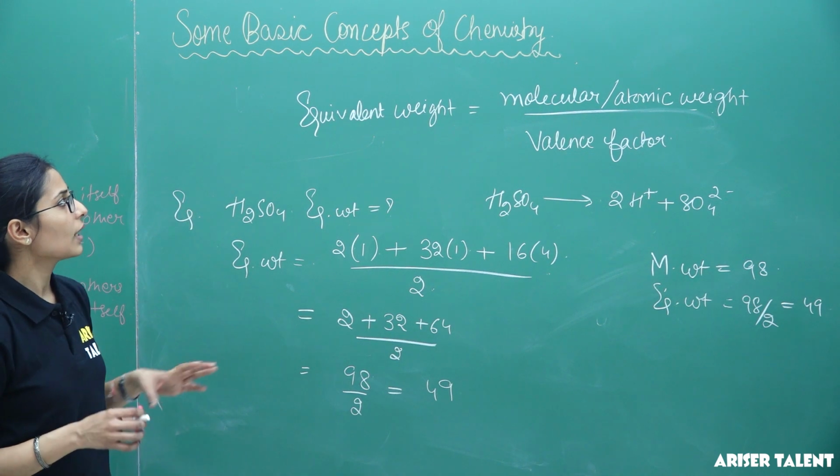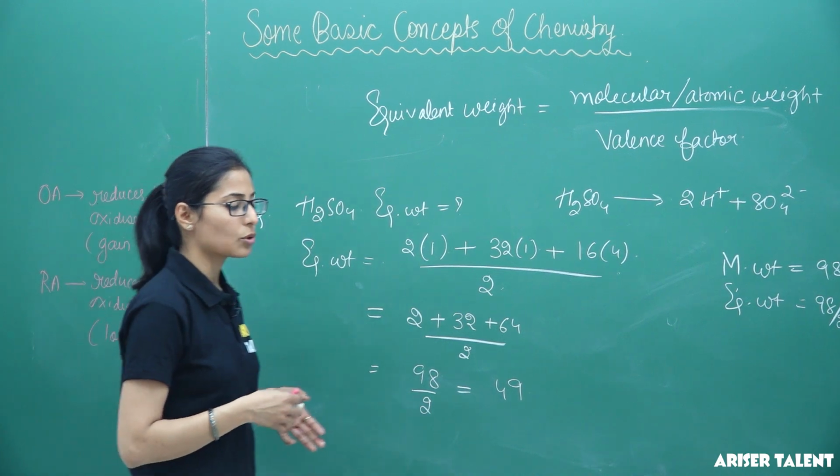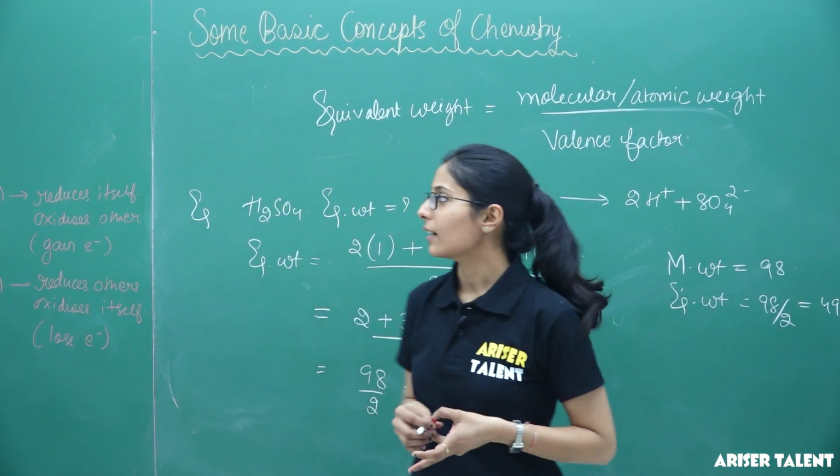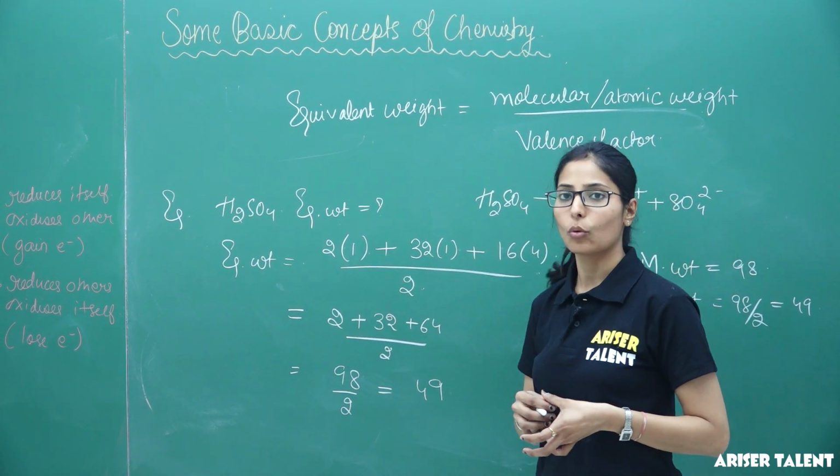With this we have completed the topic of equivalent weight and different types of units of concentration. I hope that it was simple and we have also seen some examples. I think this is quite okay for today's lecture.